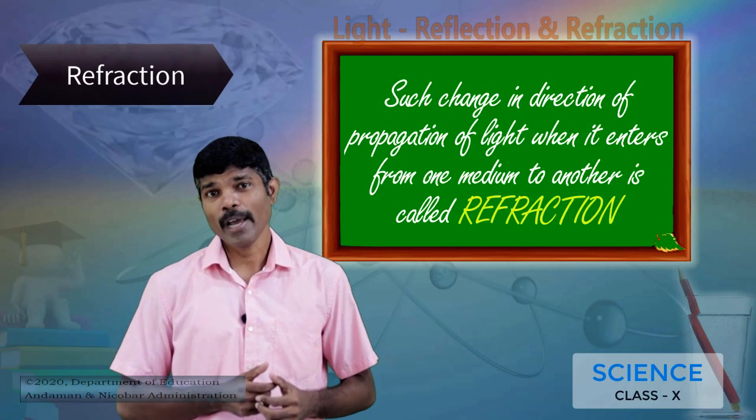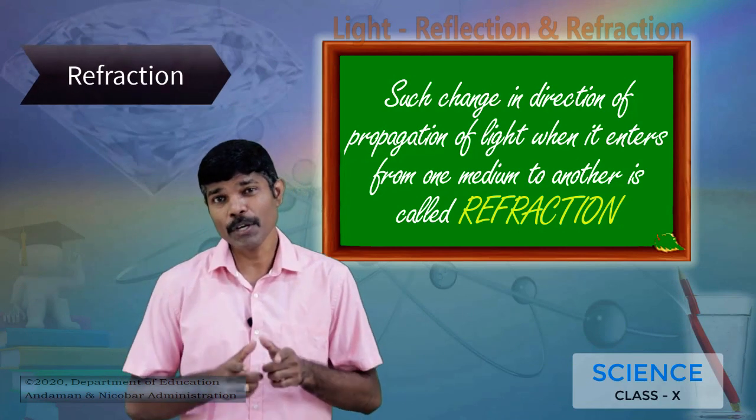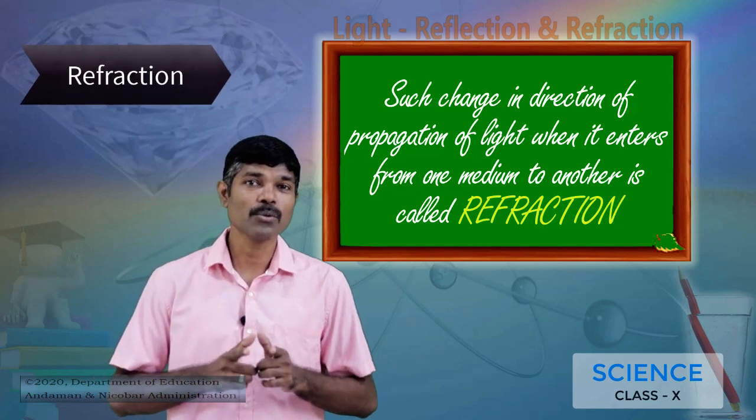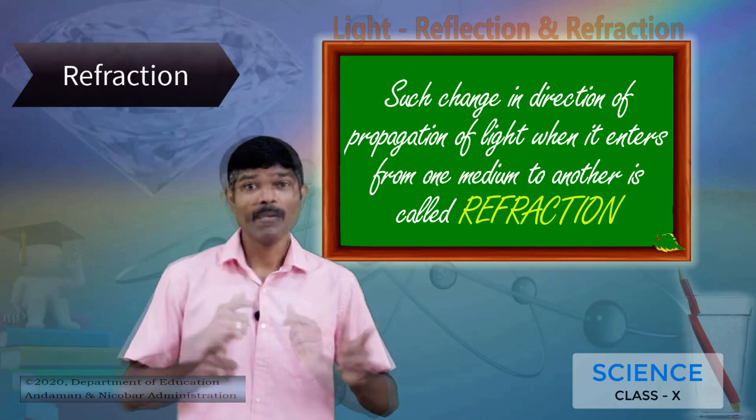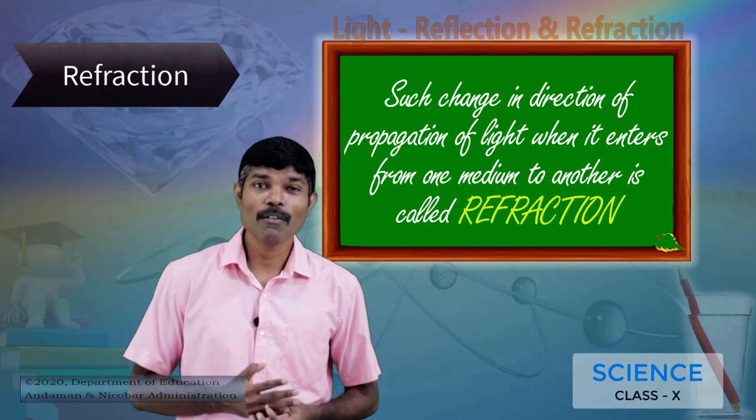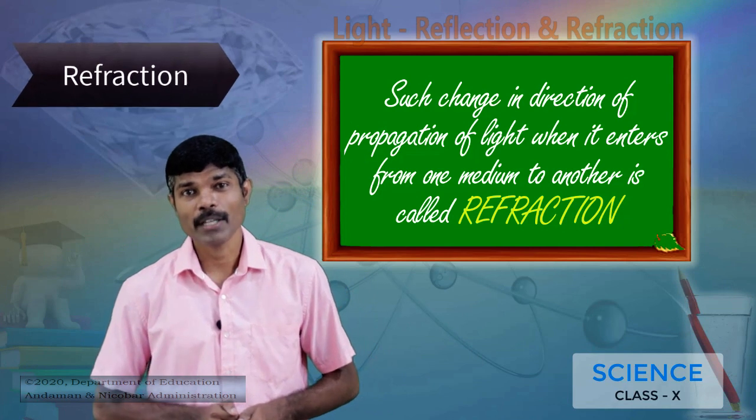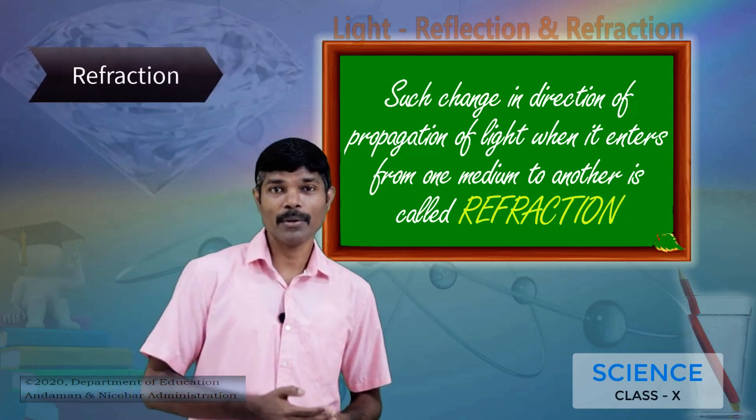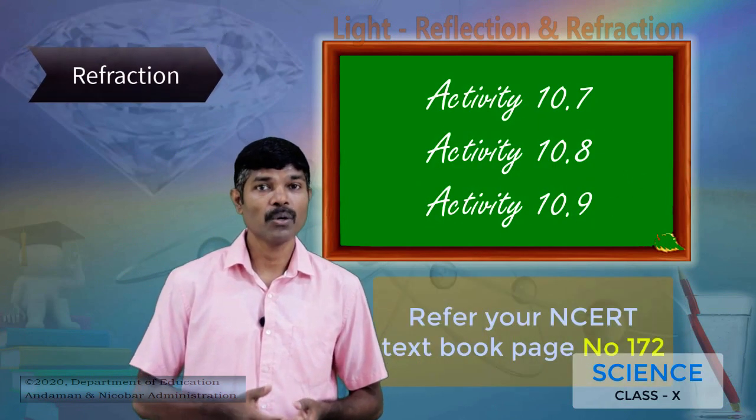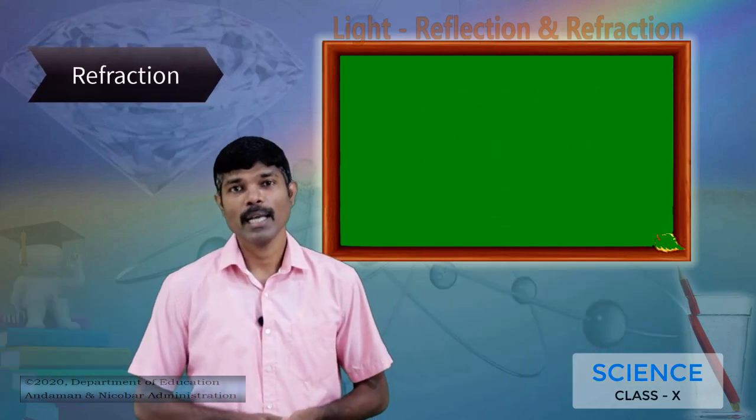In the earlier case, what we have seen, when the light enters from air to water, what happens? Instead of traveling in a straight line, the light slightly appears to bend. That means when the light enters from one medium to another medium, then bending of light we can see. This bending of light is called refraction. So now we will see more about refraction. Some of the activities given in your textbook can be practiced at your home level. Now we will see the refraction by using a rectangular glass slab.